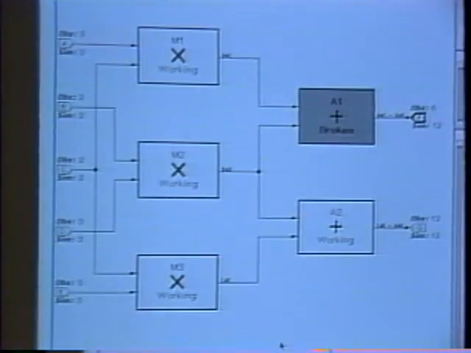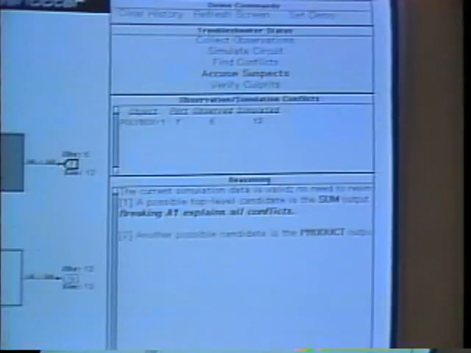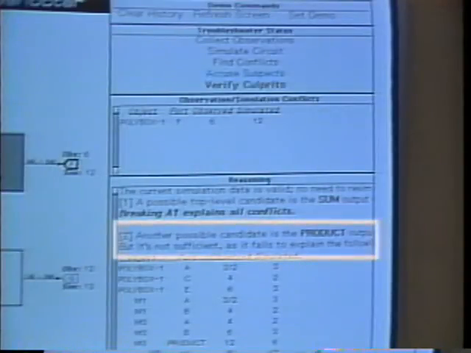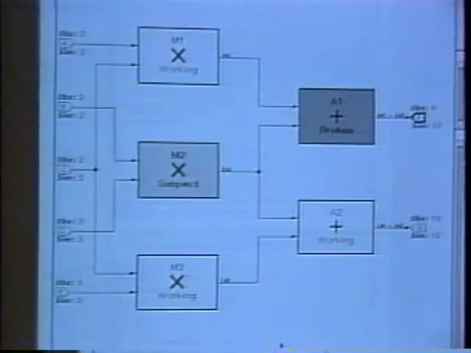The next possible culprit is multiplier 2, since it feeds output F as well. However, if multiplier 2 were broken, we'd see a bad value at the other output as well. Since we didn't observe such a failure, Joshua rejects multiplier 2 as a candidate. Thus, multiplier 2 is exonerated. The next candidate is multiplier 1, since it feeds output F as well. Joshua decides it's a good candidate.